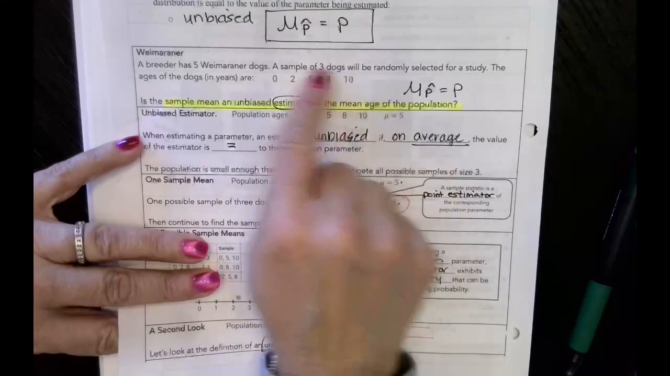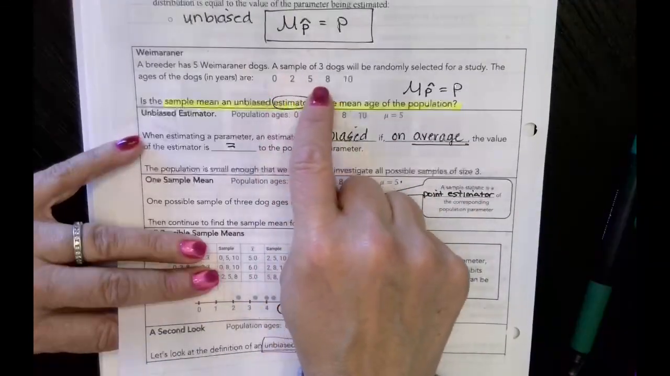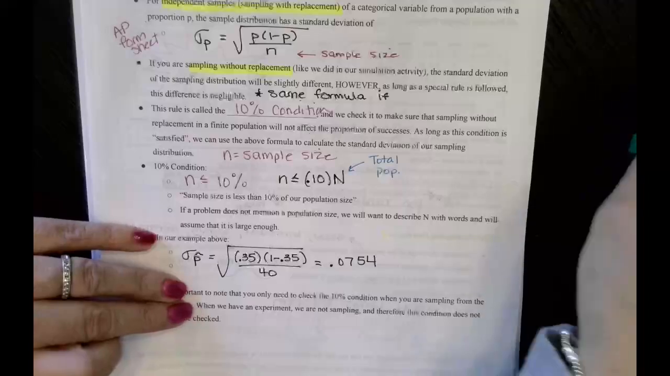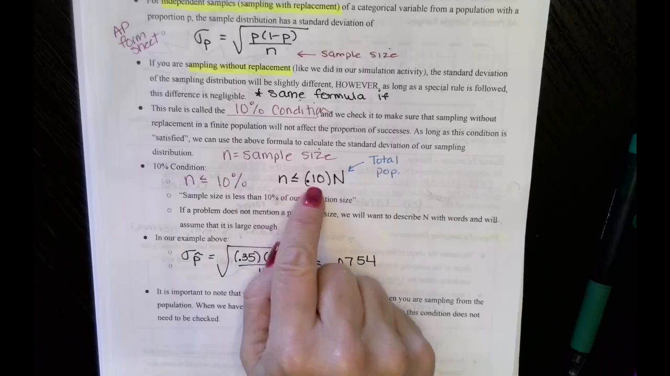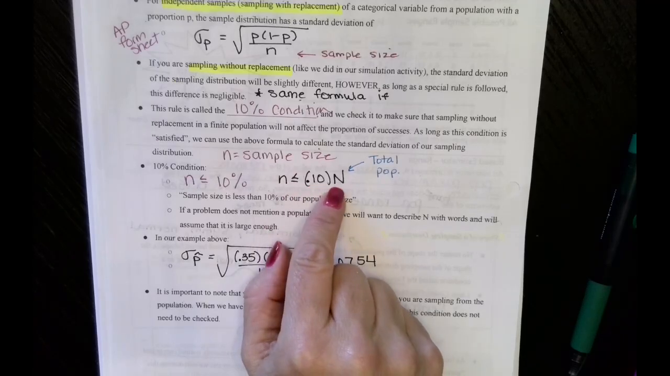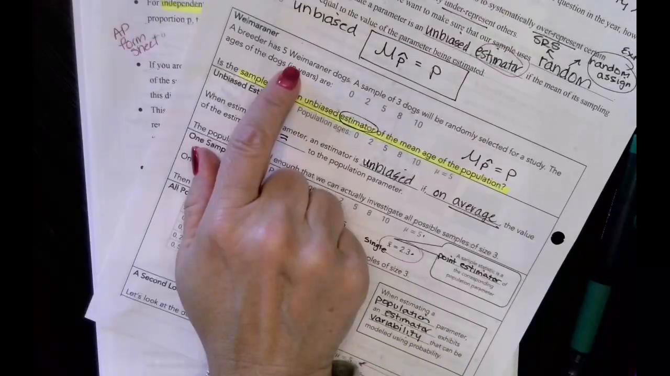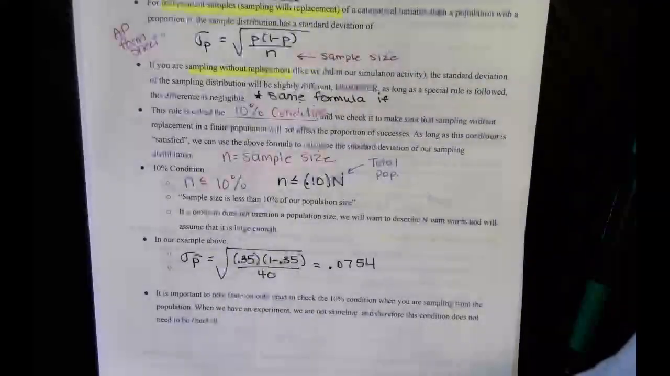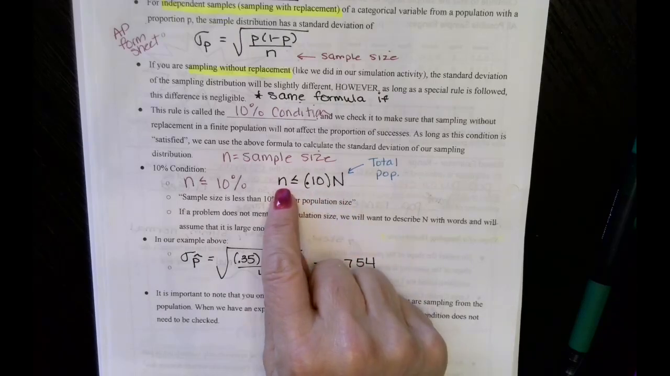This is my sample set. I have 5 dogs, and I took samples of 3 dogs. If I wanted to look at something like this, my sample is 3 dogs, and that value is going to be less than 10% of the total population of dogs, or even the total population of Weimaraner dogs, whatever those are. Let's just say there's 100,000 of those. If I take 10% of 100,000, that is going to be much larger than 3.